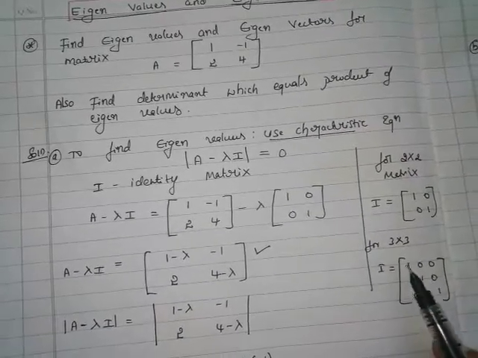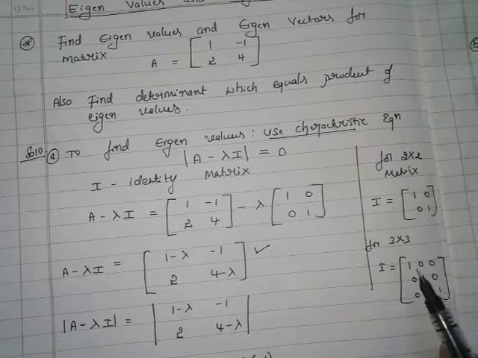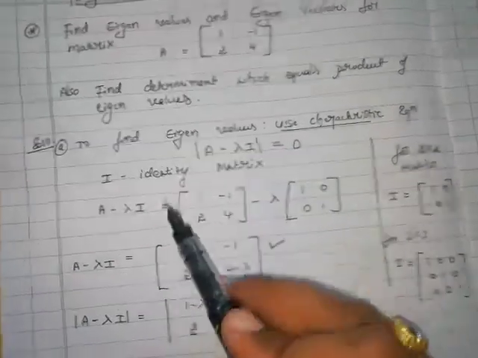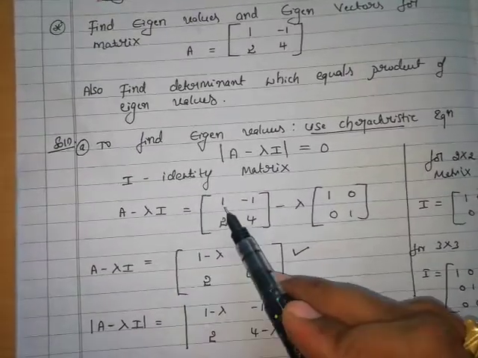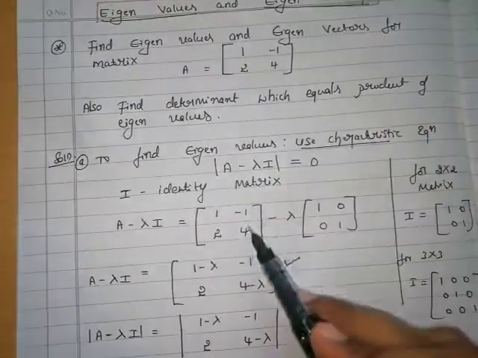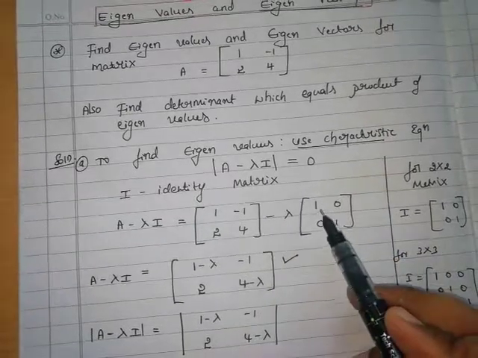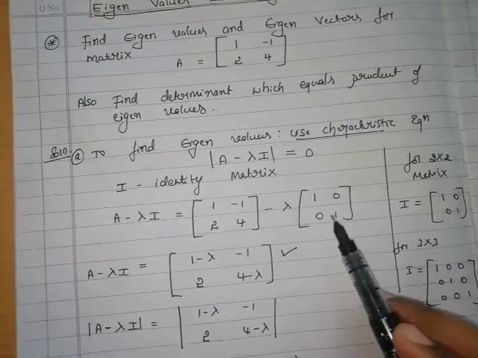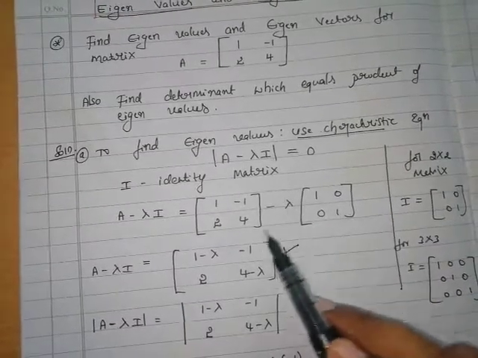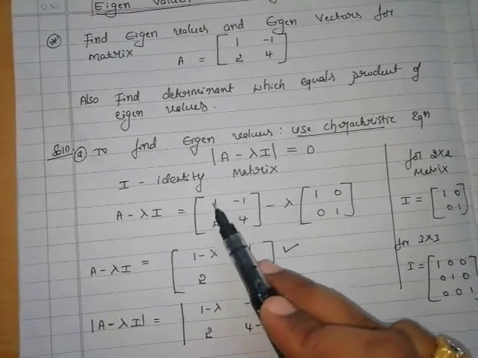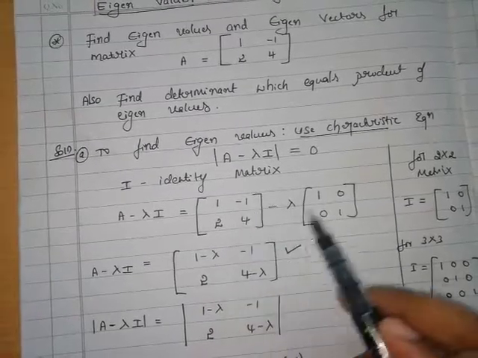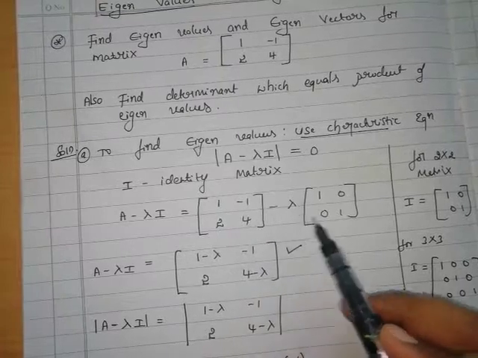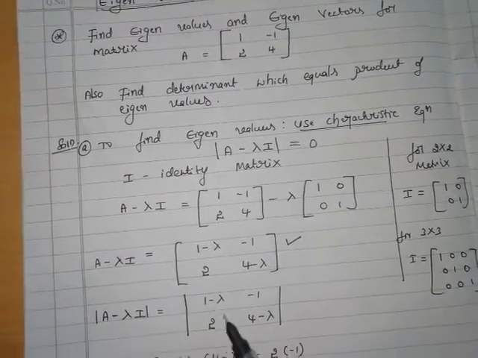For 3 cross 3, look at this, the diagonal entries are 1 and the remaining are 0. With the help of this I have written here A minus lambda I. What is the value of A? It is given here, and lambda I, as it is. Since this is a 2 cross 2 matrix, we have to choose the 2 cross 2 identity matrix. So this is a simple matrix subtraction. We have 1 minus lambda here, minus 1 and 2 as they are, and 4 minus lambda.